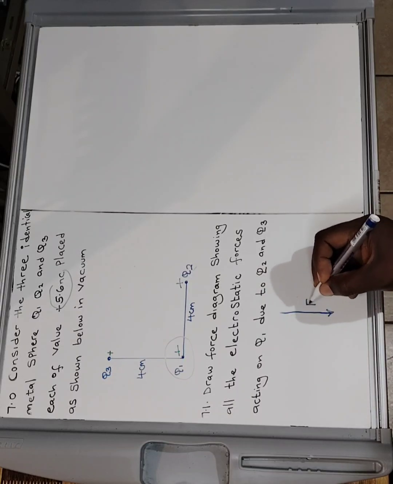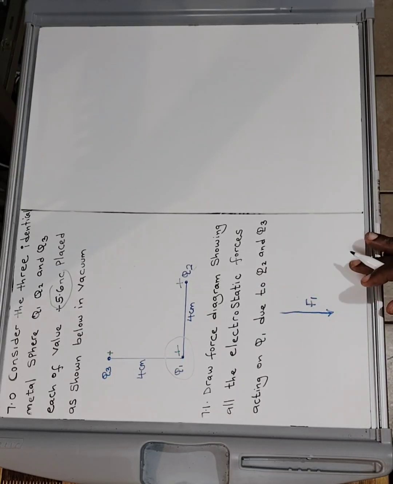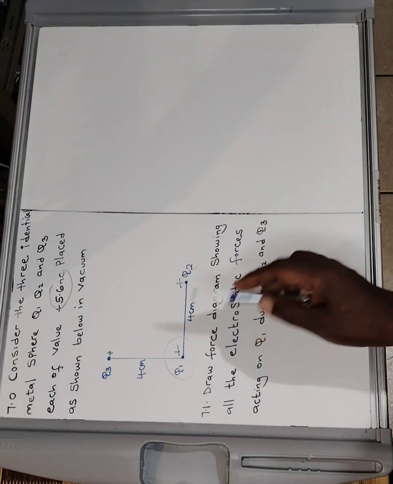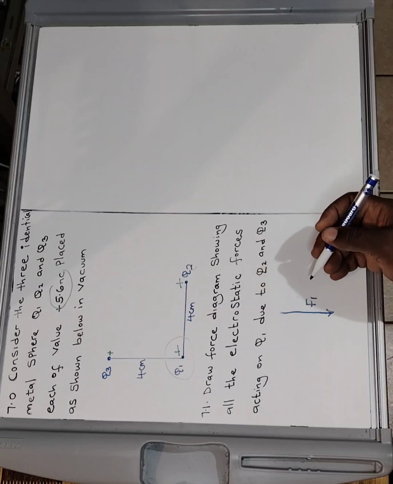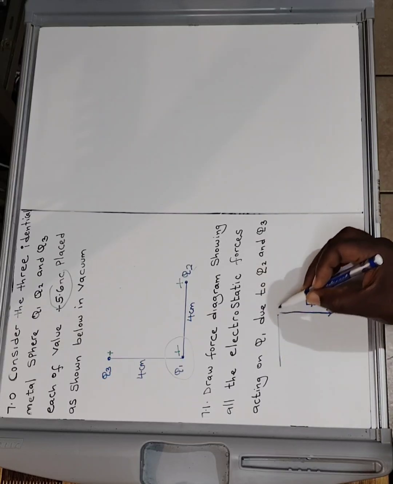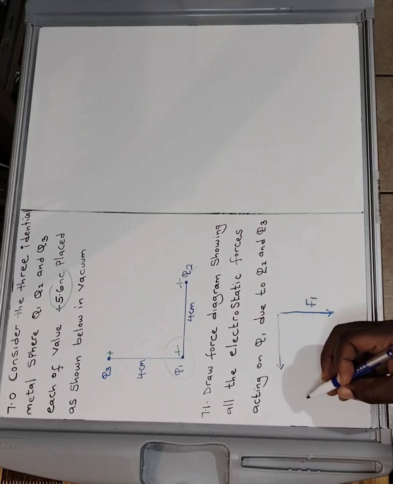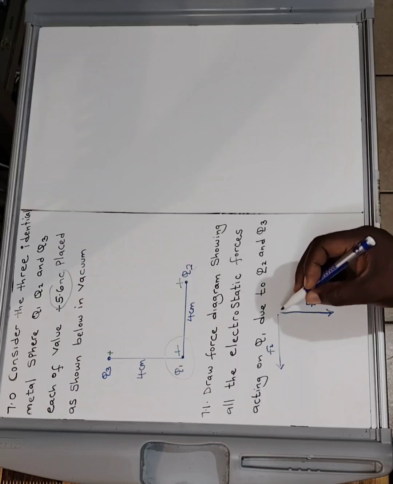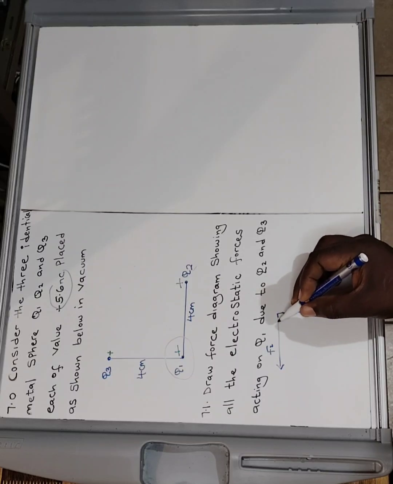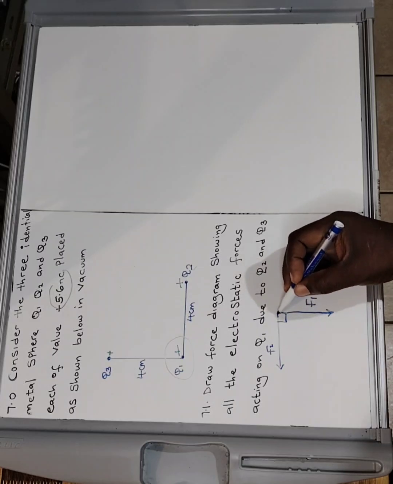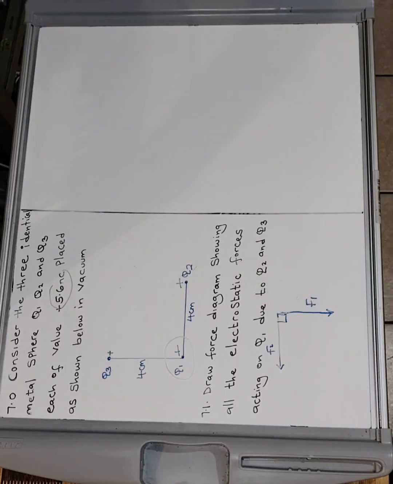We can call that one F1. And what will Q2 do to Q1? It will repel it to the left. We can call that one F2. So now we have these two forces and they're acting at 90 degrees.